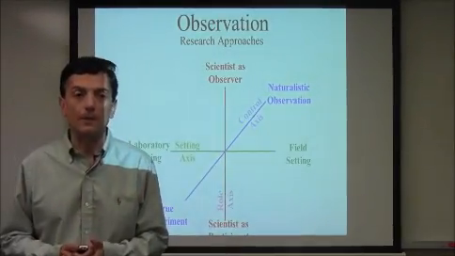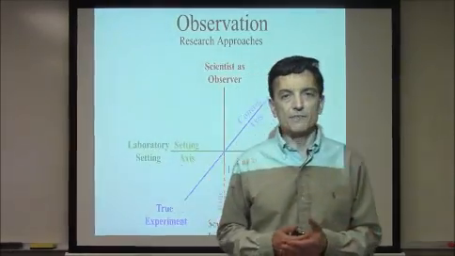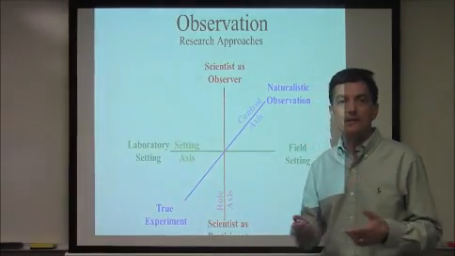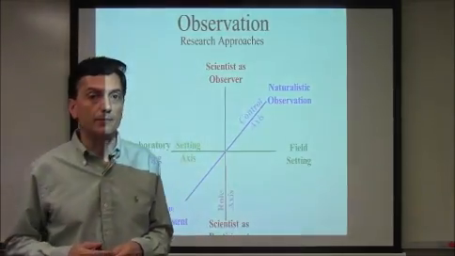By contrast, at the other extreme of this control axis, we have naturalistic observation, where we might, for example, put up a video camera and simply watch behavior and see what kinds of things we might be able to glean from that purely observational technique without any manipulation of an independent variable.